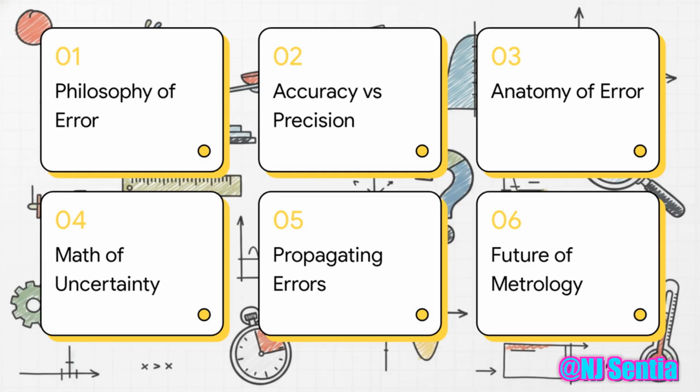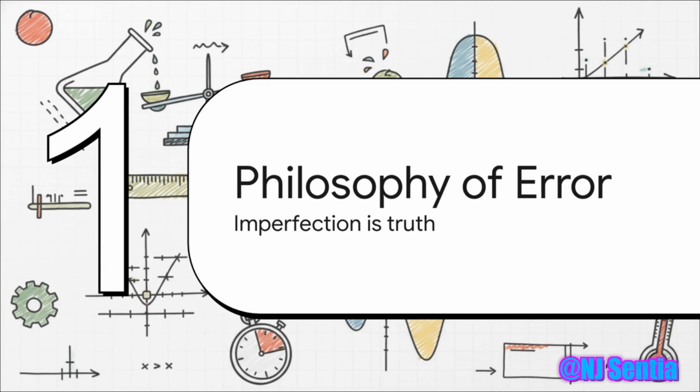So, to guide our little detective's journey here, we've got a roadmap. We're breaking this down into 6 parts. First, the philosophy of error. Then, accuracy versus precision. After that, the anatomy of error, followed by the math of uncertainty. Then we'll look at propagating measurement errors, and we'll wrap up the whole shebang with the future of metrology. All right, kicking things off with part 1, the philosophy of error. Why imperfection is the language of truth.